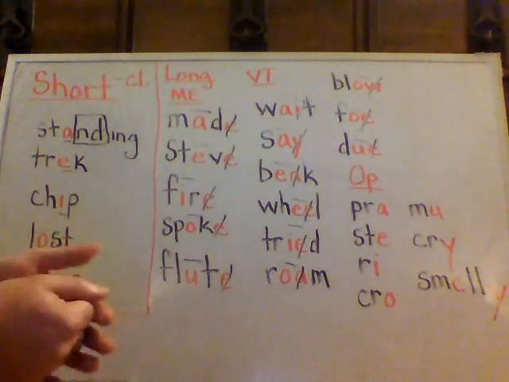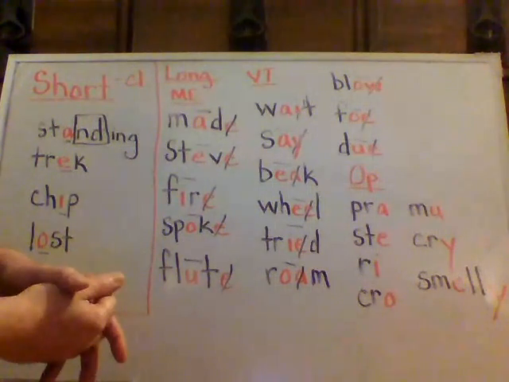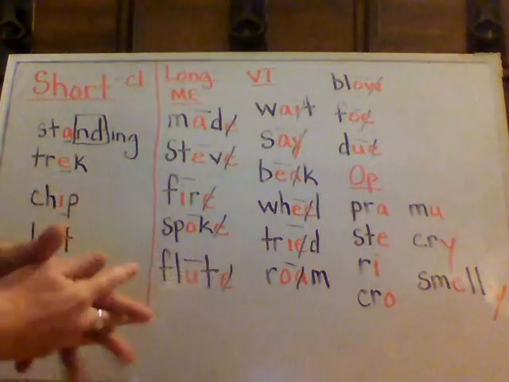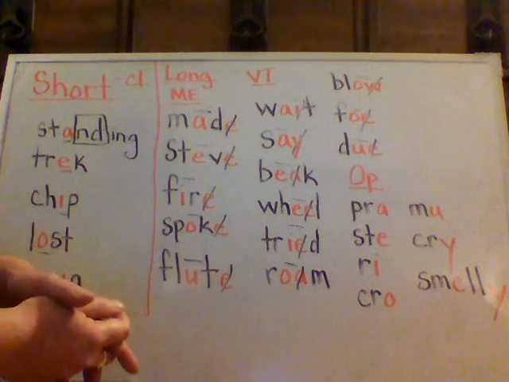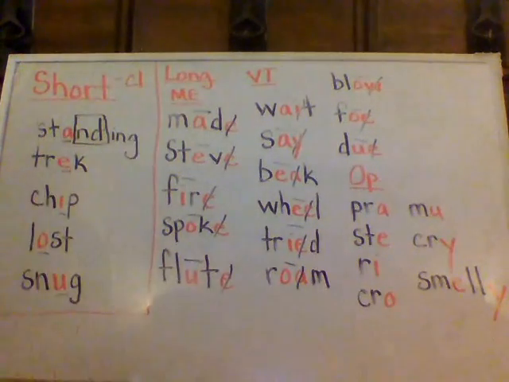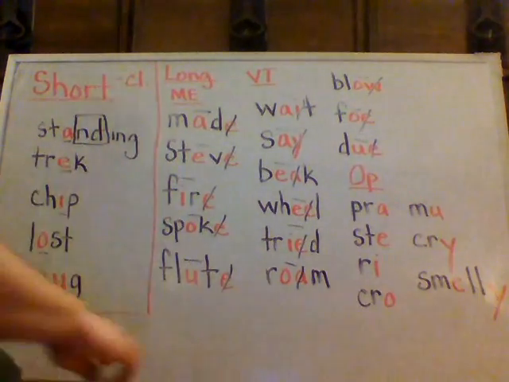Okay, O magic E together will be long O. The O is first. Let's read this with O, spoke. U magic E together will be long U. That U is first. So let's read this with oo, flute. And in that one, the long U is oo.